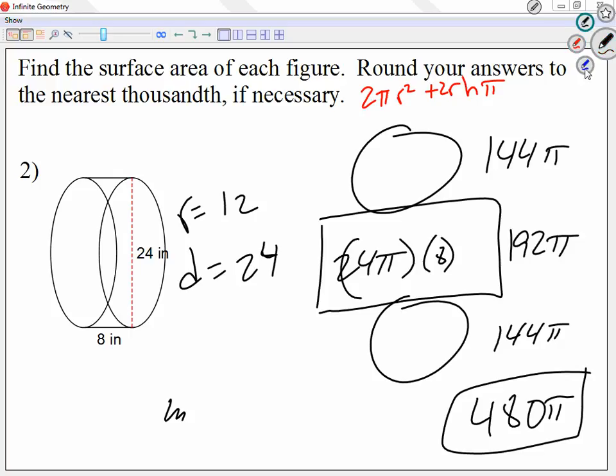But the way I see it is 2 circles, right? 2 pi r squared, that's 2 circles. And if you notice, my rectangle in the center I have diameter times height. So it's two circles plus a rectangle. That's all there is. I don't want to give you formulas because then I have to give you a bunch of formulas.